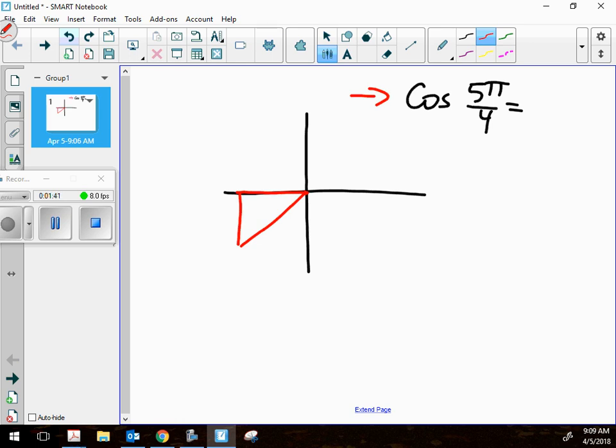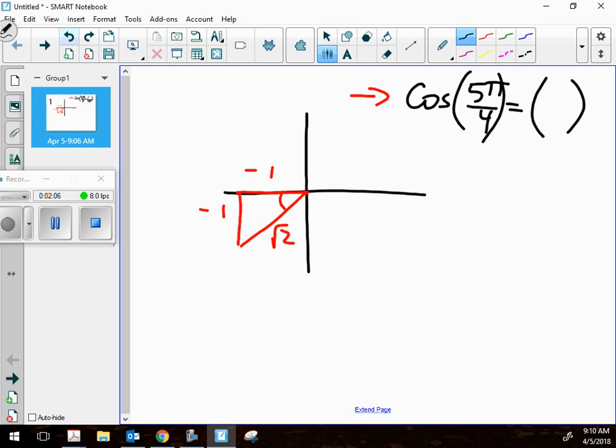Cosine of 5 pi over 4, that makes this a pi over 4, aka 45. And if that's a 45, this is the 1, 1, root 2 triangle. And then what's the most common mistake in circle trig? Negatives. And then, final answer is what? What do we even want? We have an angle here, so we want side ratios.